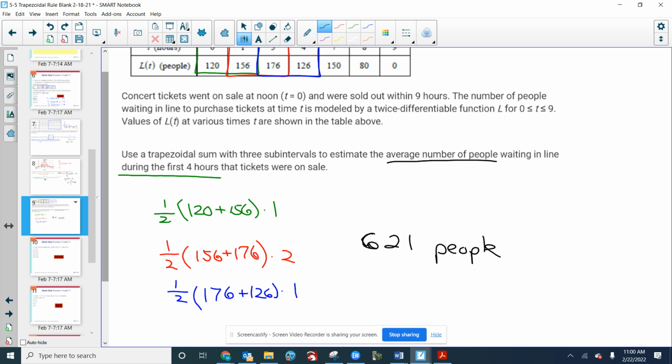Hold on a second. We're going to have to find an average here. We'll pick up here. So what's the area? What's the area under a people function? So how would you find the average number of people? Did you divide by 4? All right. 155.25.